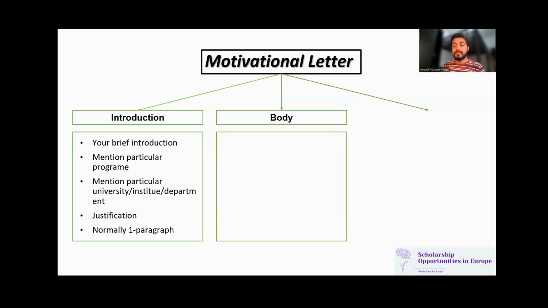The second section is the body of the motivation letter. This section is very important. I would recommend not writing this section in one paragraph, because it will be a very short description. It should be one to three paragraphs. Write precisely, write your skills, write your achievements. So what should be in the body section? Let's go step by step.